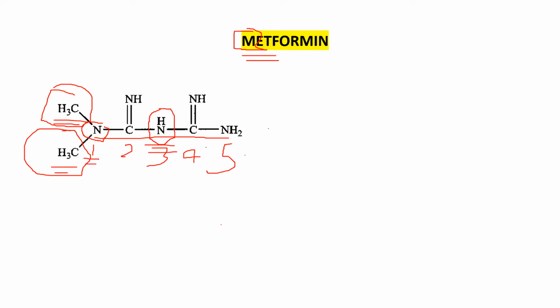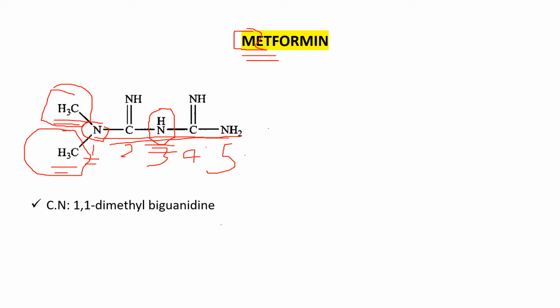How many substitute groups are present? Two similar substitute groups are present. Therefore, you will write down 1,1-dimethyl, and at the last you will write down the name of the parent structure, that is biguanidine. See this one, this will be your chemical name.